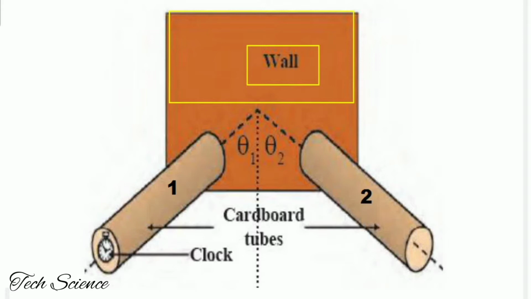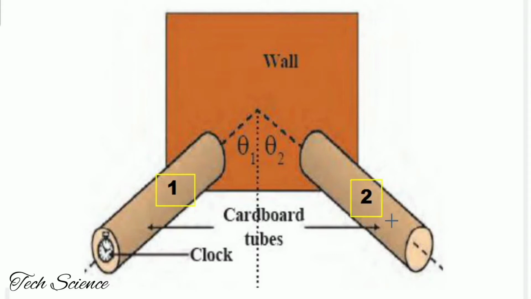Then we have two pipes here. Observe, this is the first pipe, and this is the second pipe. Generally these pipes are made of cardboard. Nowadays we can use plastic pipes because they are very easily available in the market.